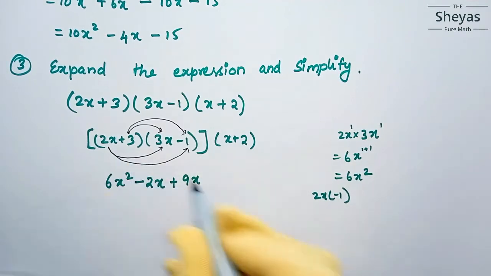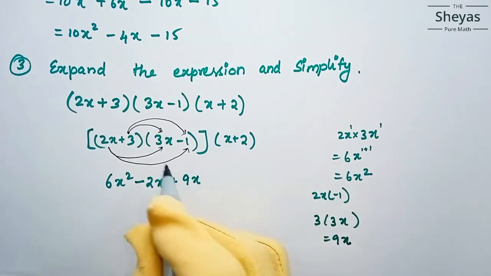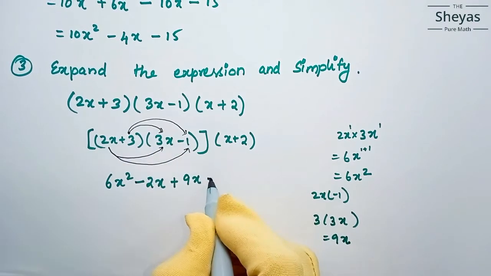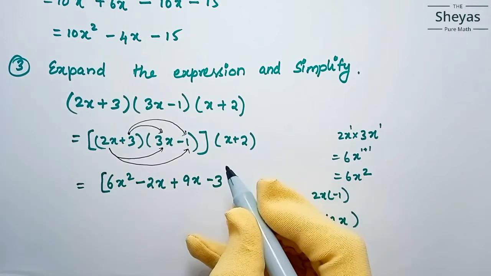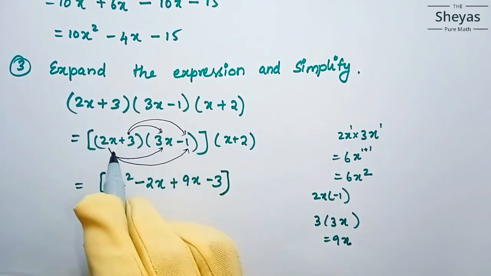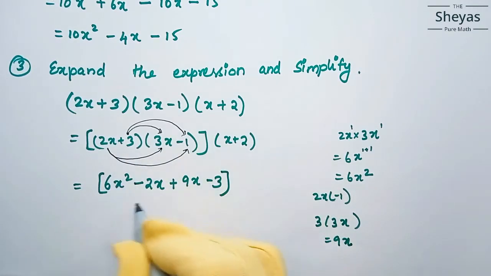So let me write that. 3 into 3x, 3 3s are 9, so 9x. Then 3 into minus 1 is minus 3. Now use the bracket, because you have finished the first bracket. So you have multiplied these two expressions and you have got the answer.